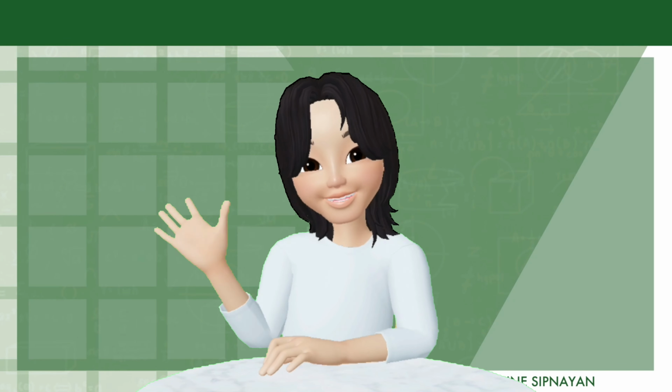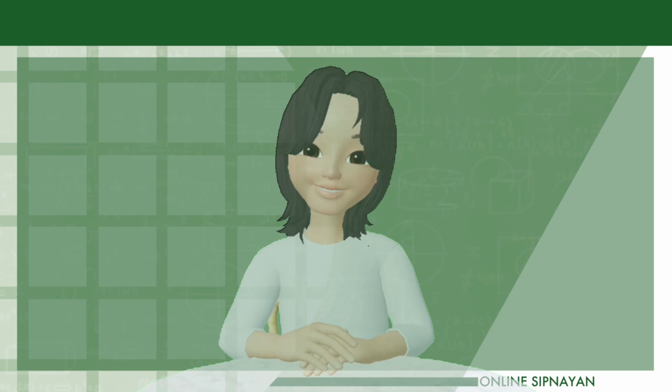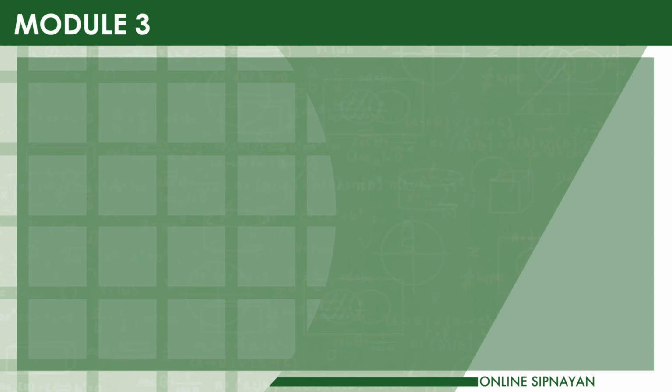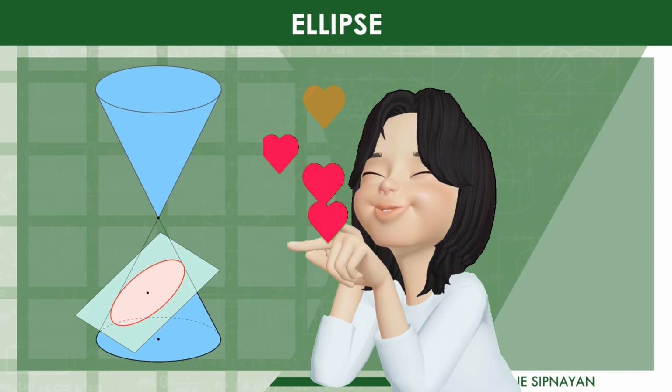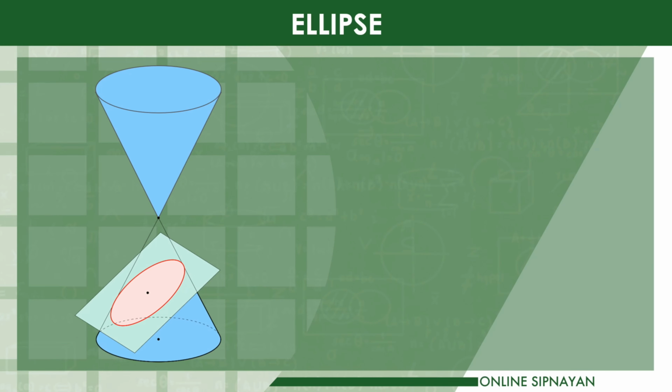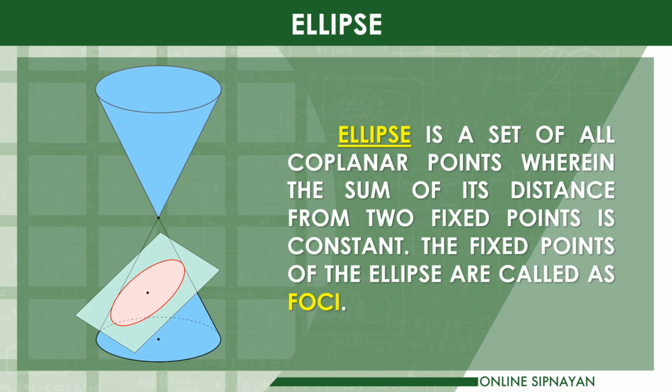Good day, students! Today we're going to tackle Module 3, which is all about ellipse. Ellipse is formed when a plane and a double right circular cone intersect and the plane is not parallel to any of the generators. By definition, an ellipse is a set of all coplanar points wherein the sum of its distances from two fixed points is constant. The fixed points of the ellipse are called foci.